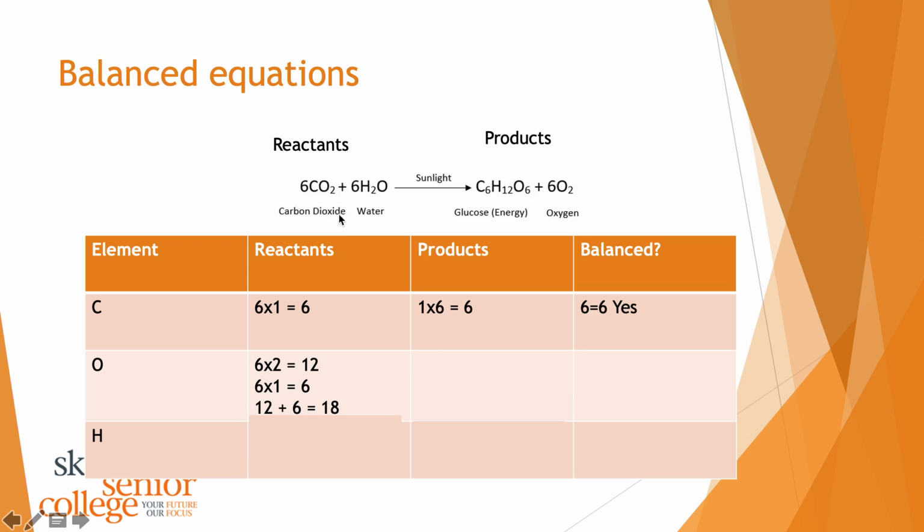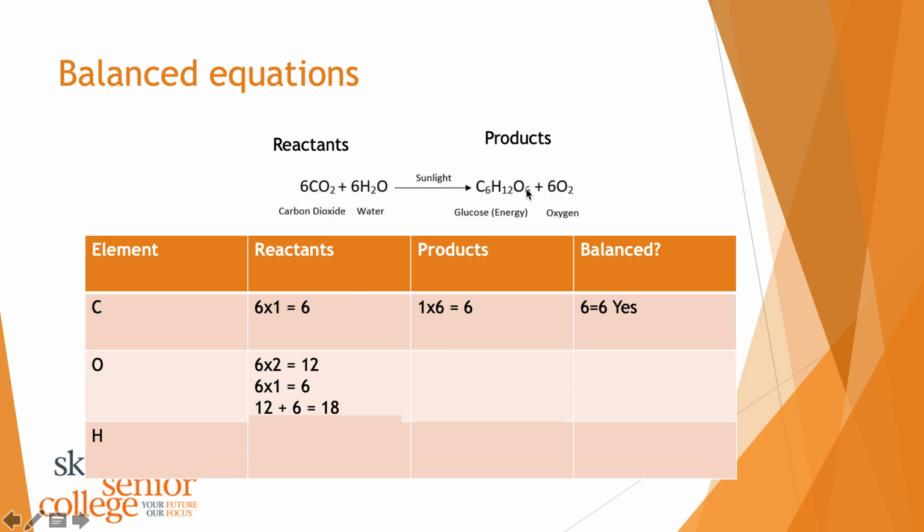For the first one, that gives us 12. Then we look at water, and we have 6 times 1 oxygen, so 6 times 1 equals 6. 12 plus 6 is 18. So we have 18 oxygens in the reactants.